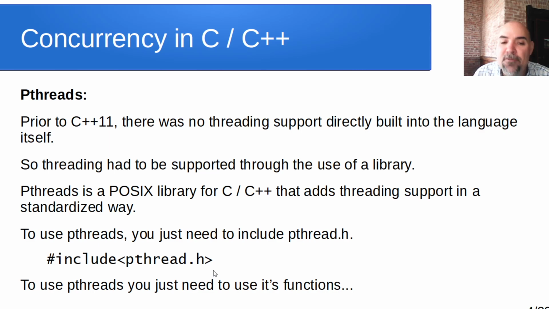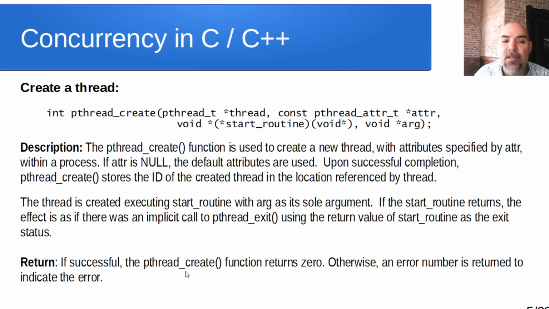Then we just have to know what functions it has. So it's a function library, just like every other C library. This just has a collection of functions in it that we can then use to do stuff. So that pthread library, let's start off with creating a thread. The function to create a thread is pthread_create.